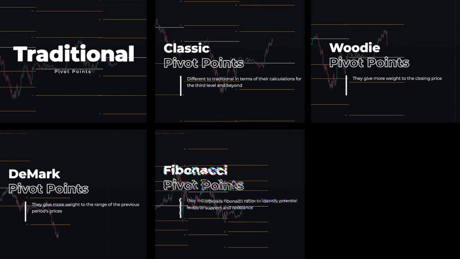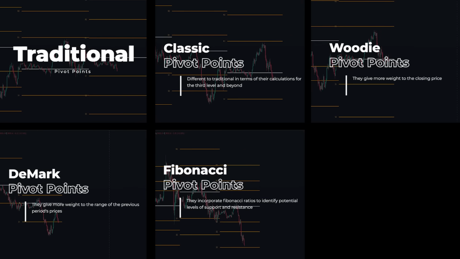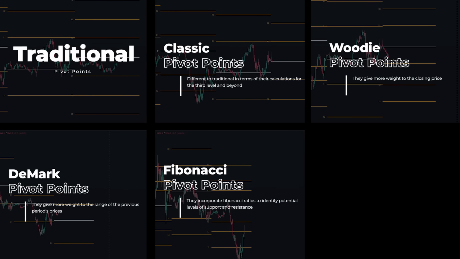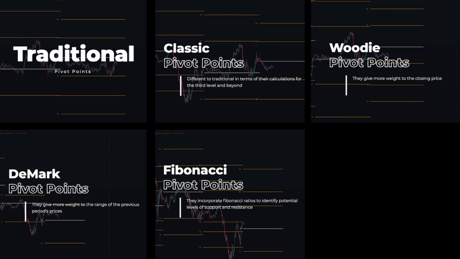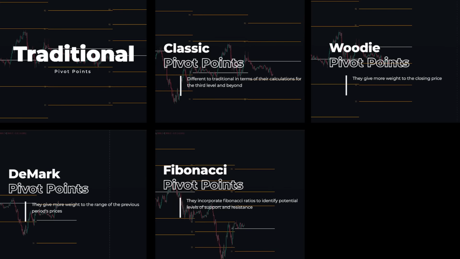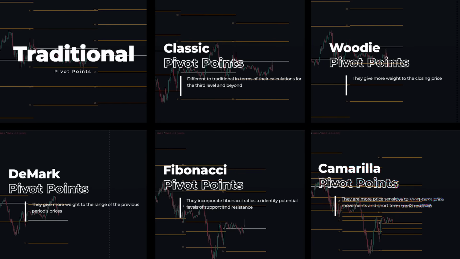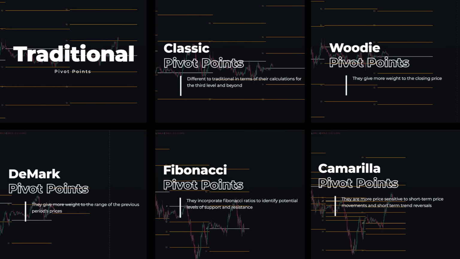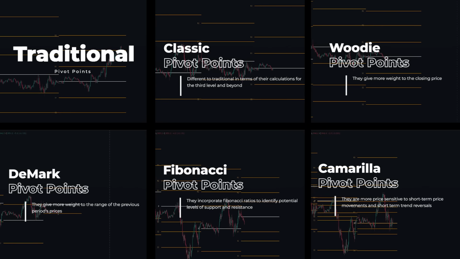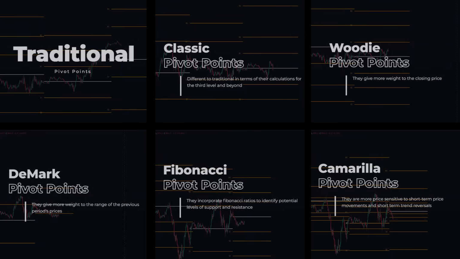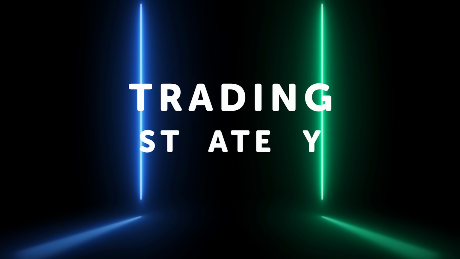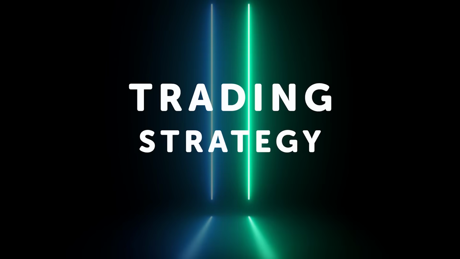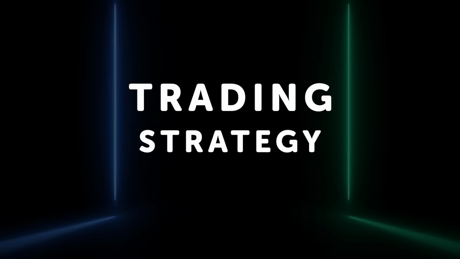Fibonacci pivot points, on the other hand, incorporate Fibonacci ratios to identify potential levels of support and resistance in the market. Last but not least are the Camarilla pivot points, designed to be more sensitive to short-term price movements, which are my personal favorite for day trading. Now let's observe how the Camarilla pivot points work and how to incorporate them into your trading strategy.